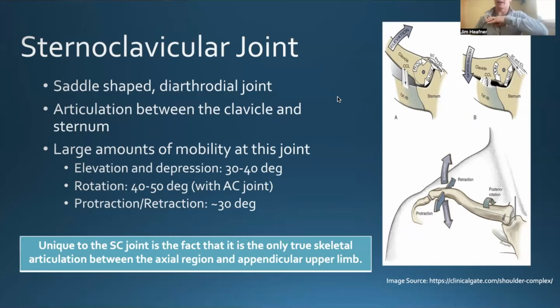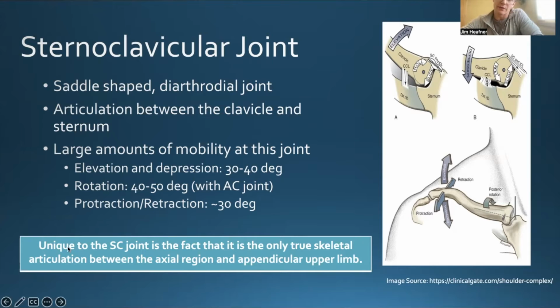It needs to have a rotational component that works with the AC joint. So as I raise my arm overhead, there's going to be this posterior rotation that occurs at the SC joint. And then also protraction and retraction. So as the arms reach out away from the body, the shoulder needs to protract, and then it needs to go back into retraction there at the joint for those movements. So it works in all three planes of motion.